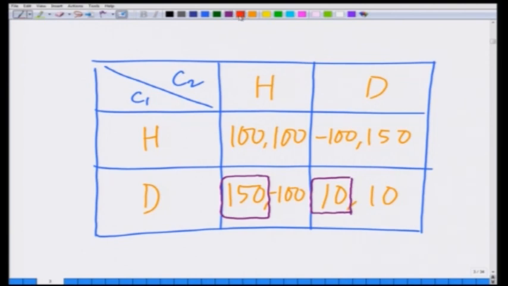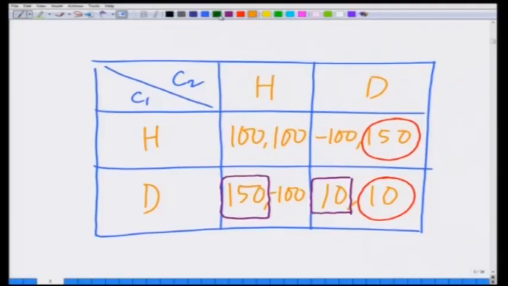Again, similarly, we can mark the best responses of C2. If C1 chooses to go with health, then the best response of C2 is to go with defense, because defense gives it a payoff of 150 in comparison to health, which gives it a payoff of 100. And similarly, if C1 goes with defense, the best response of C2 is to again go with defense, and therefore, we can see the outcome where the best responses intersect. D comma D is the outcome where the best responses are intersecting.